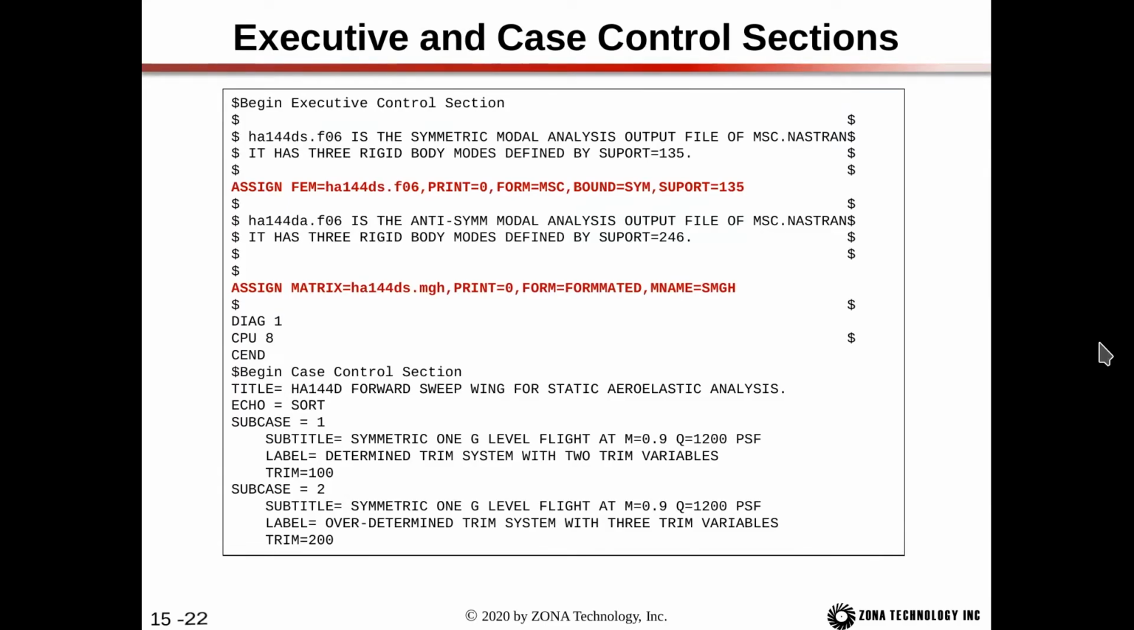Next we have the executive and case control sections. So we're importing the Nastran solution with ASSIGN FEM, and then we're importing the MGH matrix with the ASSIGN MATRIX executive control command. And we have two trim subcases. The first is a symmetric 1G level flight. This is a determined trim system with 2 trim variables. And then we have the symmetric 1G level flight with the overdetermined trim system with 3 trim variables.